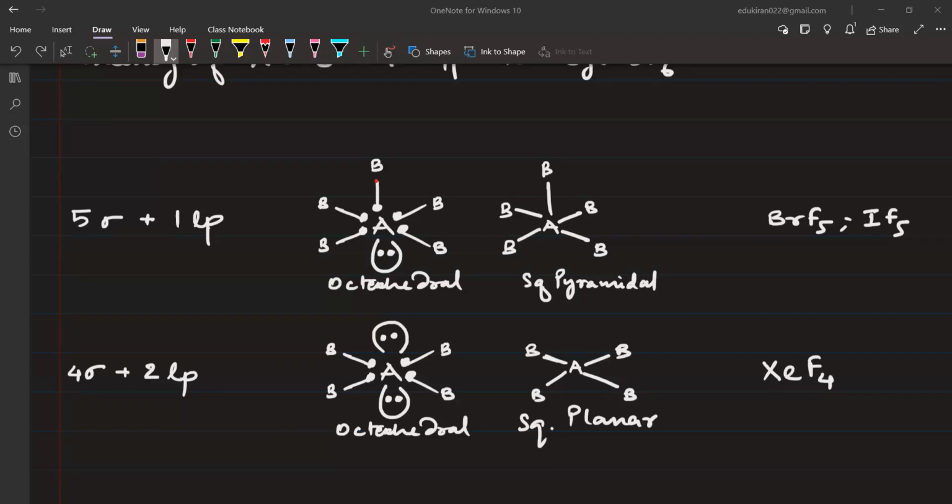All of you understood this? Yes or no? Please tell me. Yes, yes, sir. ठीक है ना?